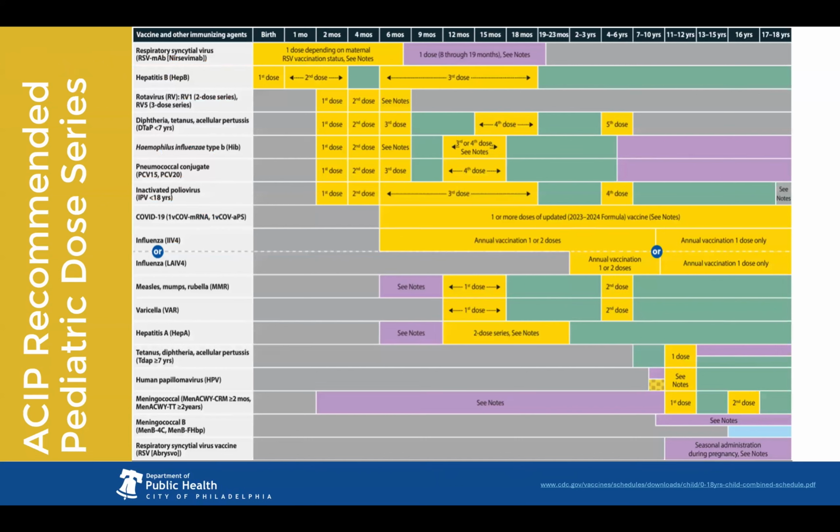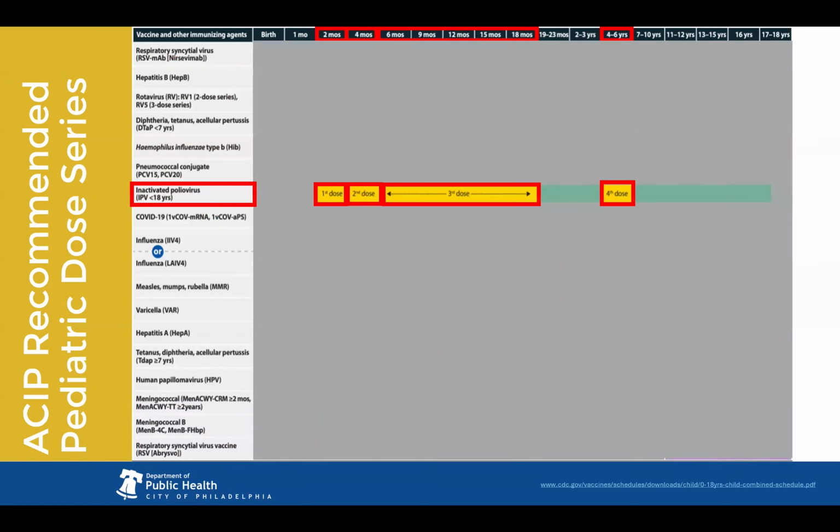Here is a look at the full list of ACIP recommended pediatric vaccine and dose series. Here is a closer look at the ACIP recommendations for IPV dose series. It's broken down by timeline and number of doses in the series. If you draw your attention to the top of the screen, you'll notice many different months and years. Those highlighted with a red border correspond with the dose number below it, also highlighted with a red border. So let's break it down.